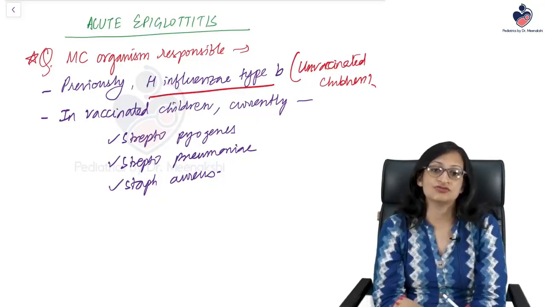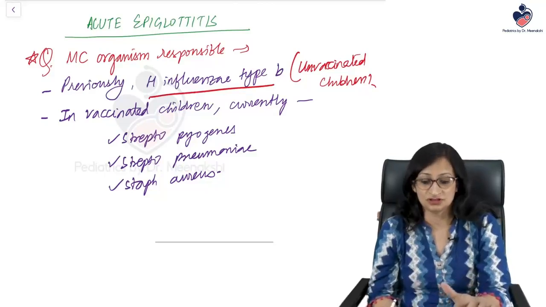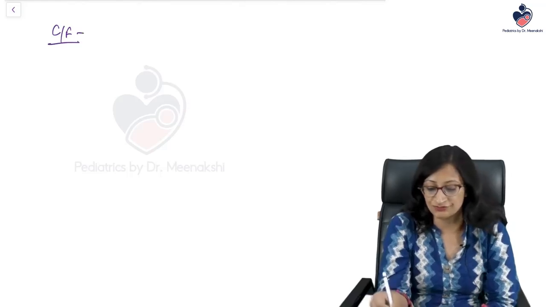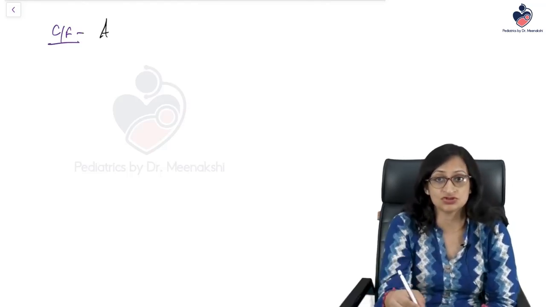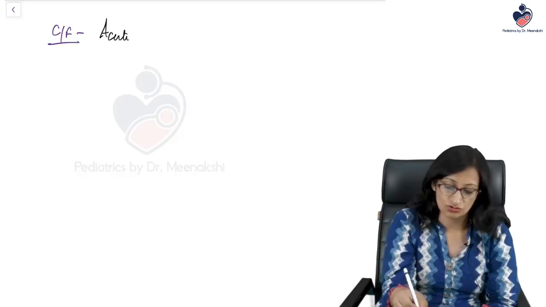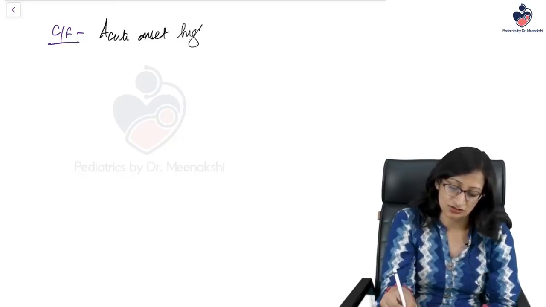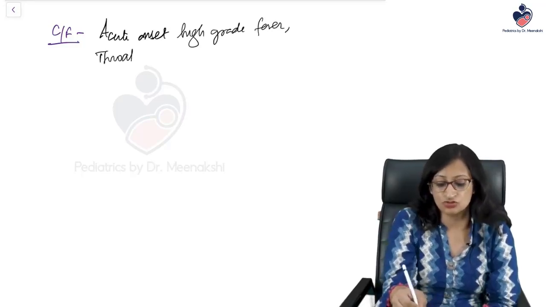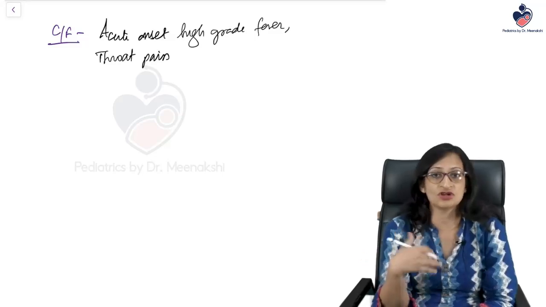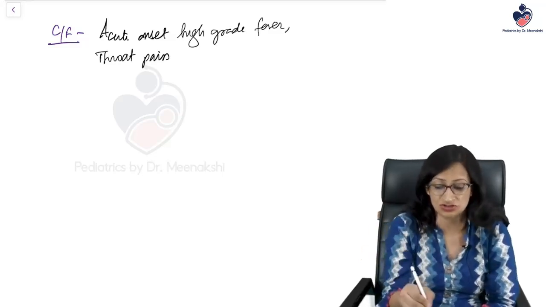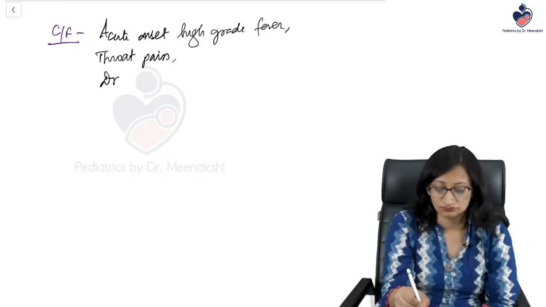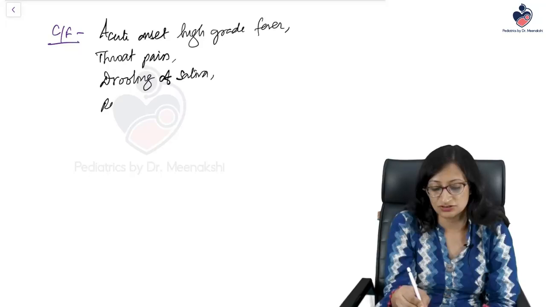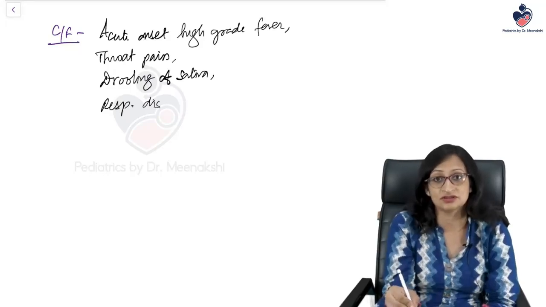Now, how will these children with acute epiglottitis present? They usually present with acute onset high grade fever, throat pain, and drooling of saliva. The child is so sick that the child cannot even swallow his own saliva. Respiratory distress, muffled voice, and stridor can be there.